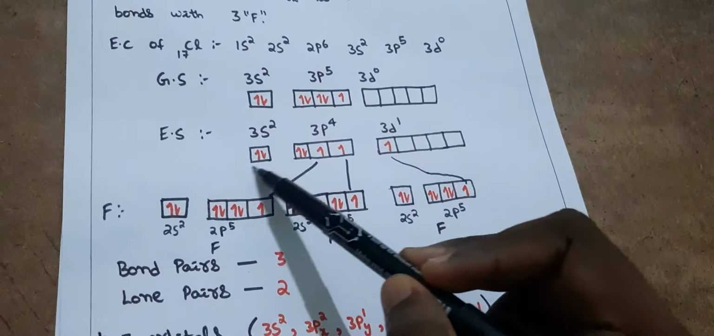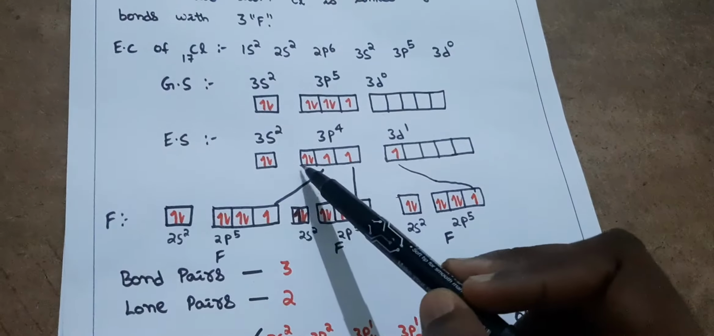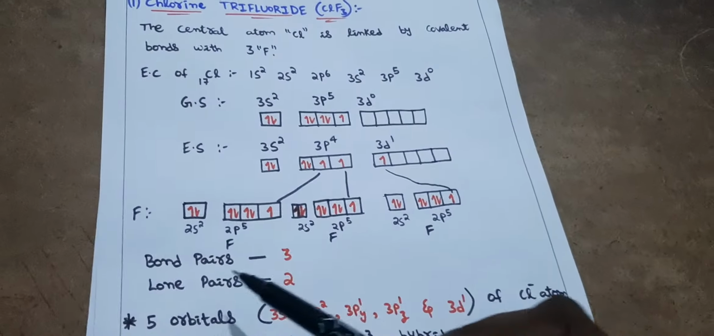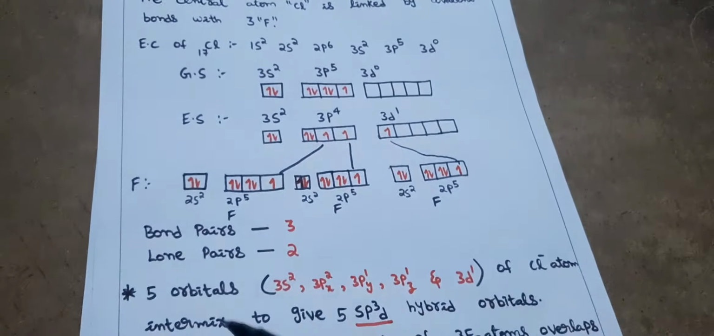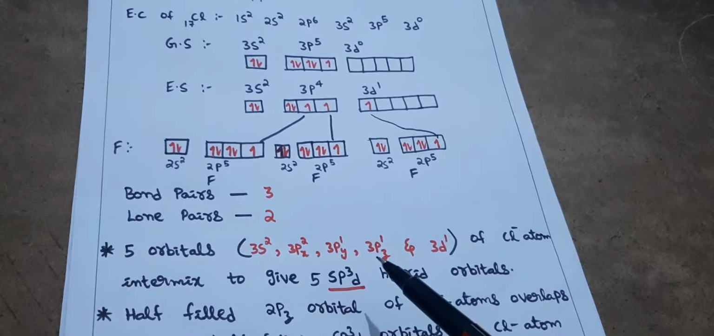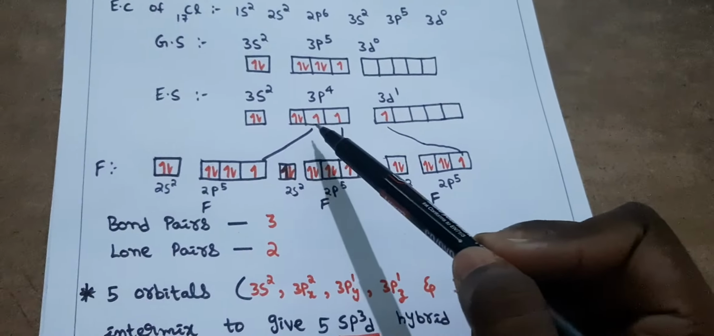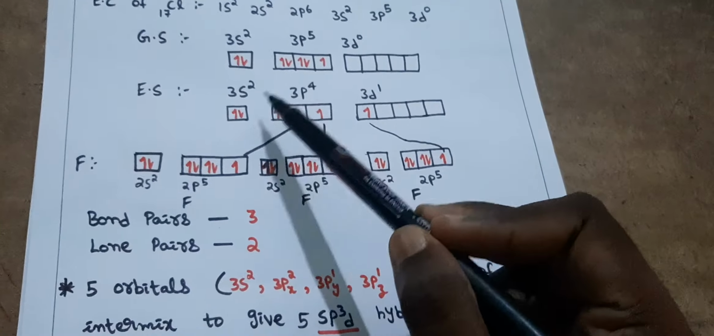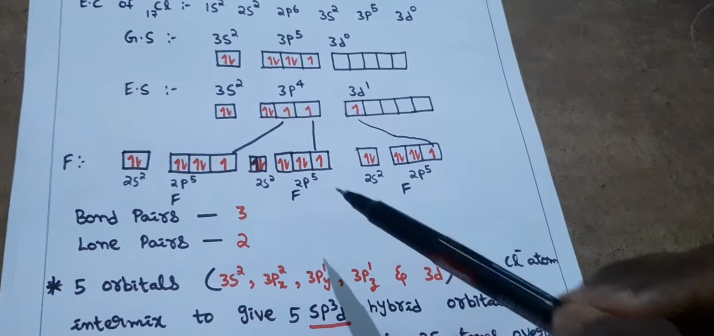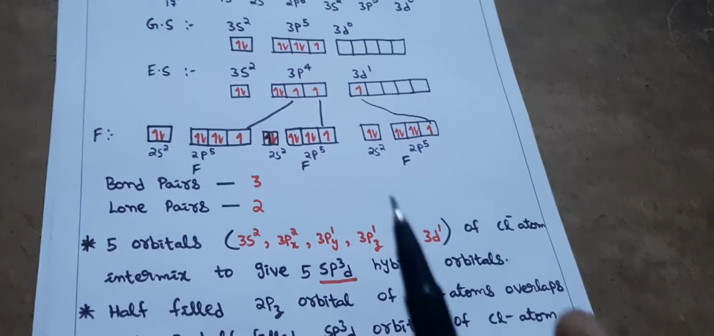Look, here we have already paired electrons in 3s and 3p. These paired electrons are known as lone pairs. So we have 3 bond pairs and 2 lone pairs. Next, 5 orbitals, that is 3s2, 3px2, 3py1, 3pz1 and 3d1. See, in 3s we have 2 electrons, in 3px we have 2, 3py 1 electron and 3pz 1 electron, and 3d 1 electron. So totally we have 5 orbitals.